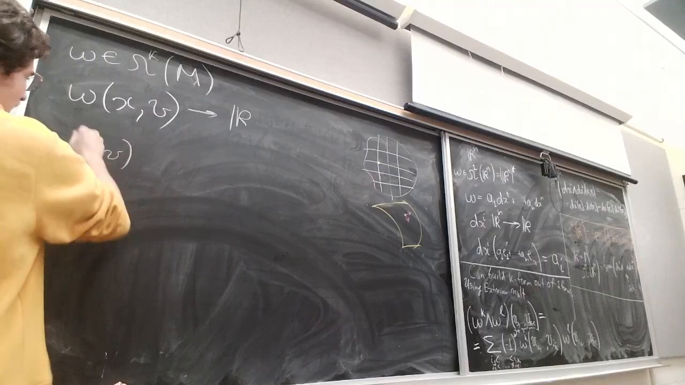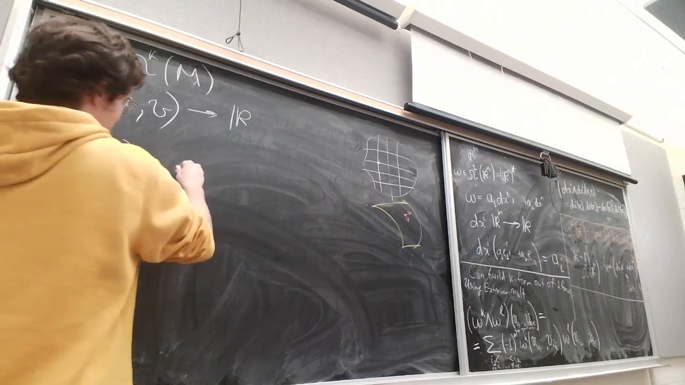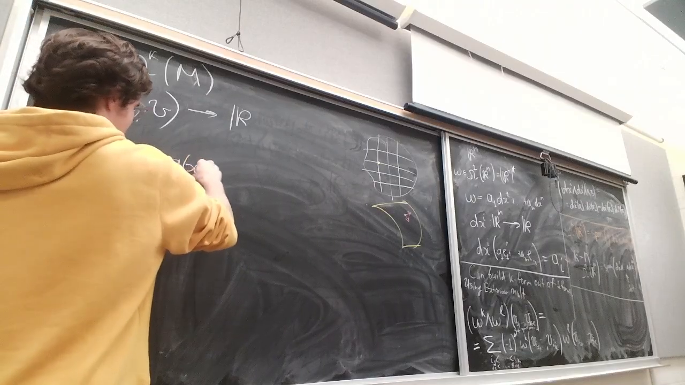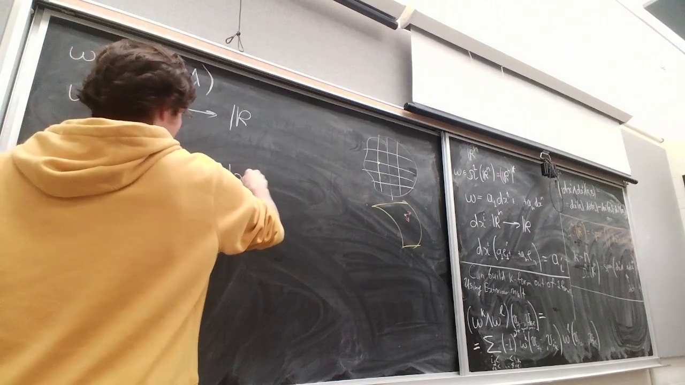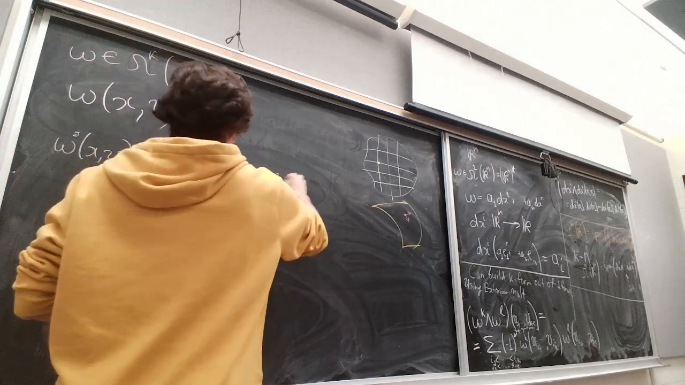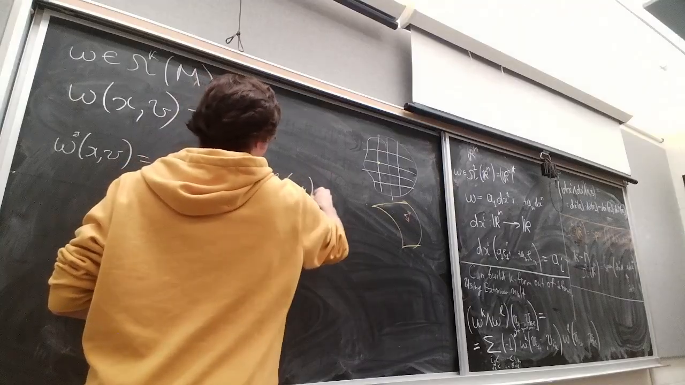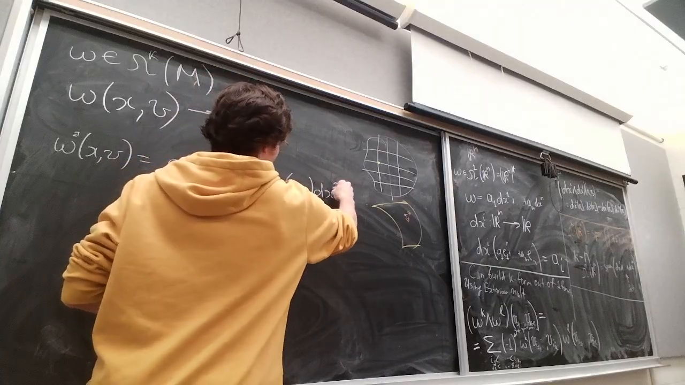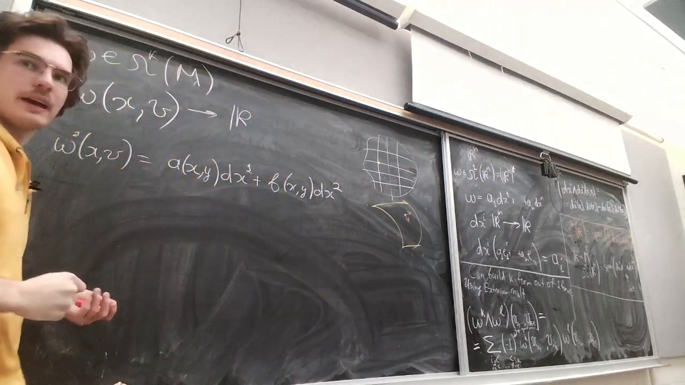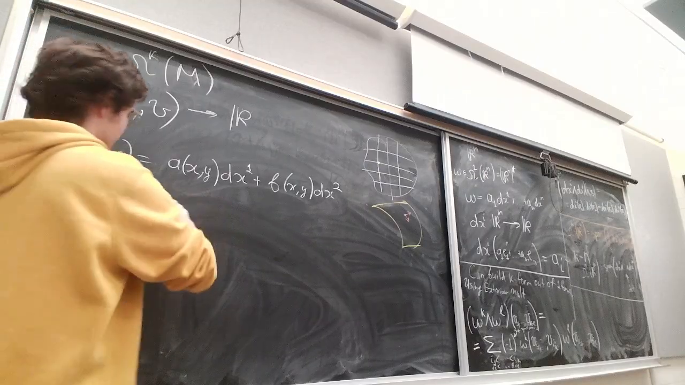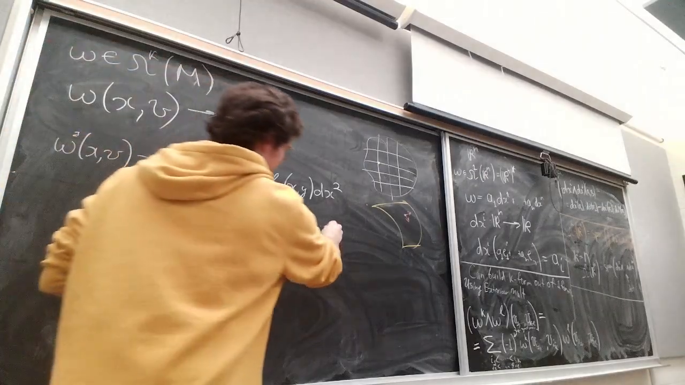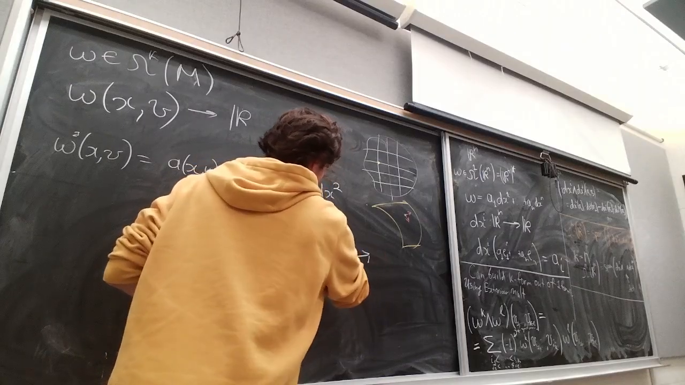xb, could be, I have some xy coordinate dx1 plus b xy dx2. Okay? Right? So this means that this is a one form in the two-dimensional plane, right?